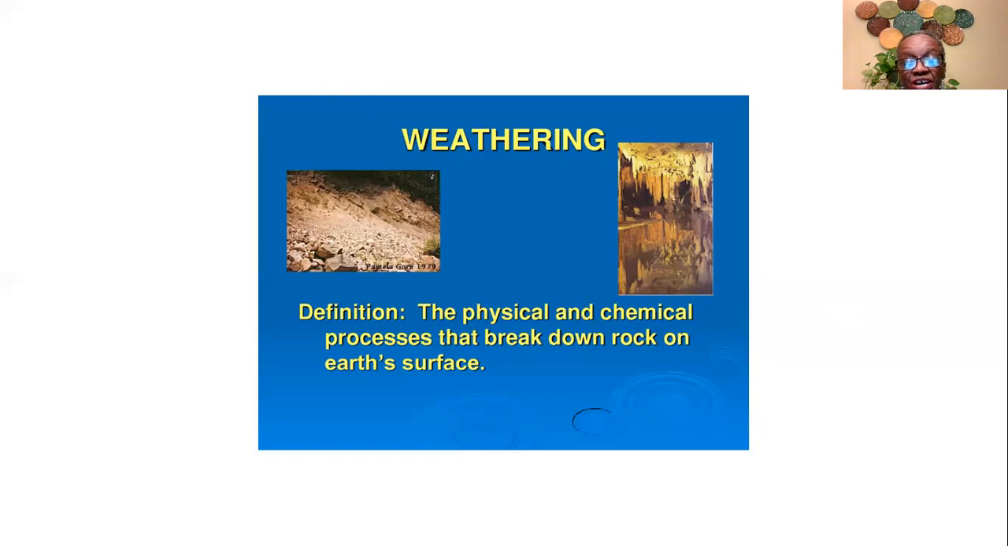And then those sediments had to be moved from one spot to another, and that was erosion. So now we're going to talk about weathering and erosion, what weathering is, the 2 types of weathering: mechanical or physical, and chemical weathering. Then we're going to give examples of each of those types and talk a little bit about erosion. Now, weathering by definition is the physical and chemical processes that break down rocks on the surface.